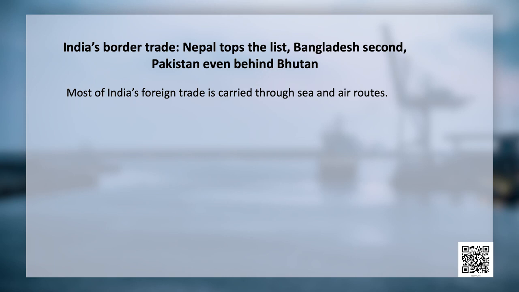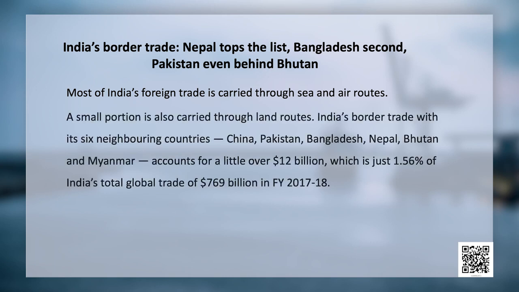India's border trade. If we talk about the bordering trade, Nepal tops the list. Bangladesh comes second, Pakistan even behind Bhutan. Most of India's foreign trade is carried through sea and air routes, but a small portion is also carried through land routes. India's border trade with its 6 neighboring countries, China, Pakistan, Bangladesh, Nepal, Bhutan and Myanmar, accounts for a little over $12 billion, which is just 1.56% of India's global trade of $76.9 billion in the financial year 2017-18.